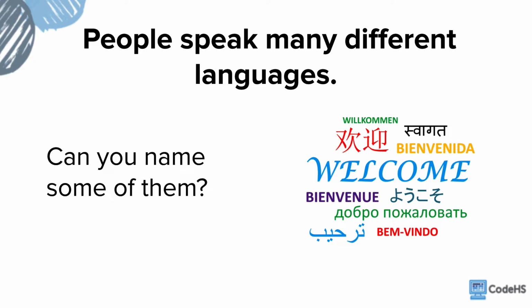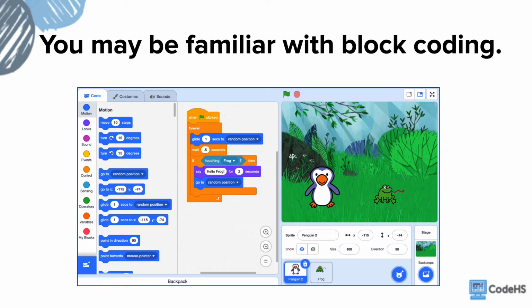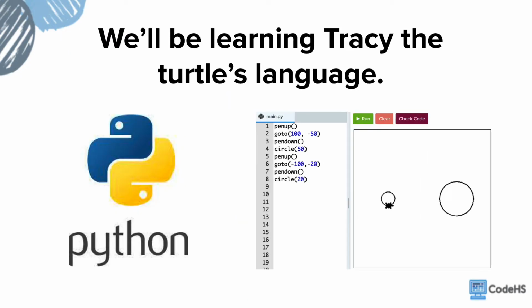Just like people can speak in many different languages, so can computers. Some computer programming languages are Scratch, JavaScript, and Python, and there are many, many more. You may be familiar with block coding, like in this program, but today we're going to be learning a new language. We'll be learning Tracy the Turtle's language. This is a modified version of a language called Python.